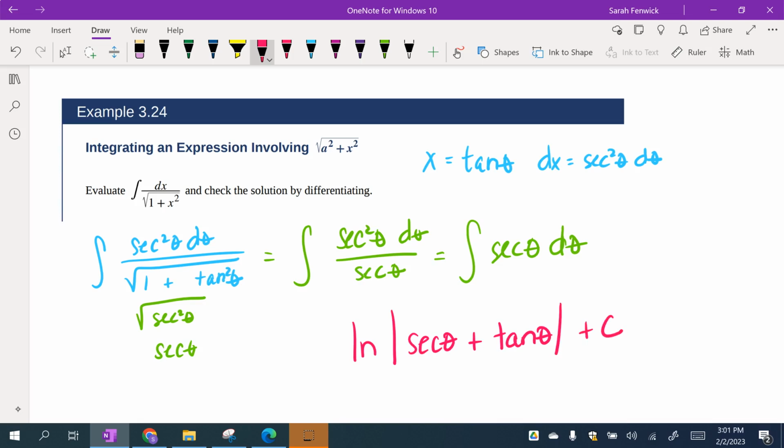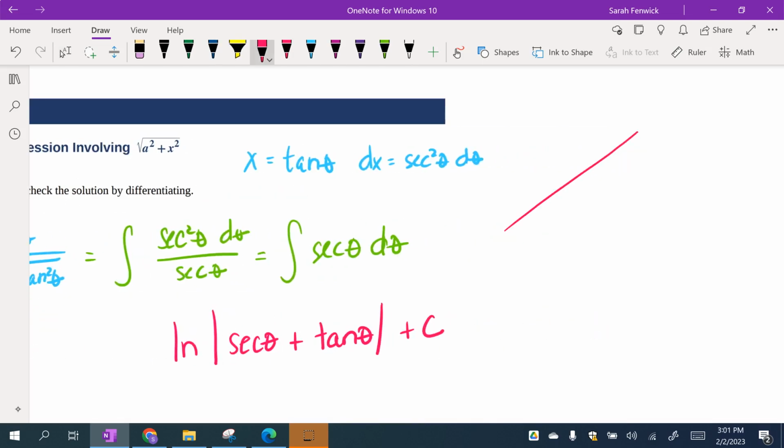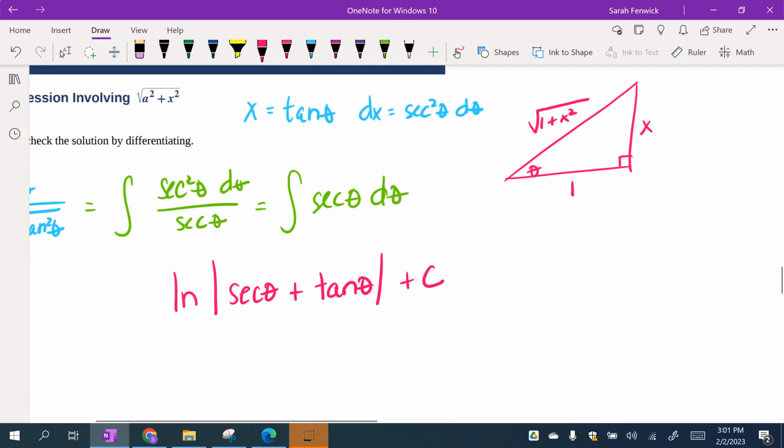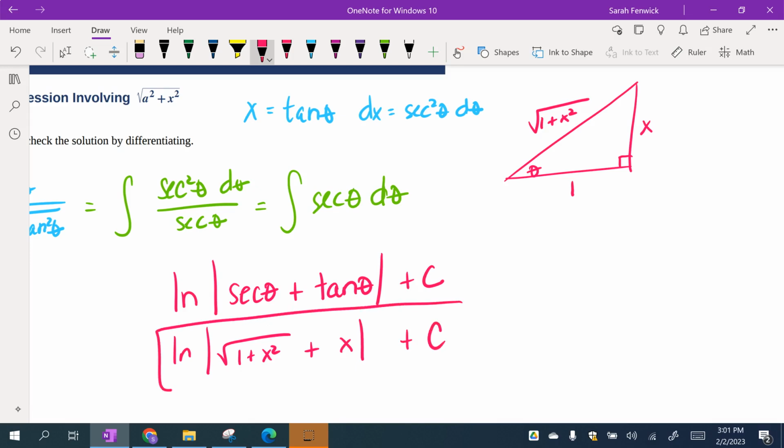Plus c. If we use our triangle, where we have x here, 1 here, and square root of 1 plus x squared here, then our secant theta is hypotenuse over adjacent, square root of 1 plus x squared. Our tan theta is x over 1, plus c. They kind of set us up with a nice easy one to start. I feel like they kind of just lobbed that one at us.